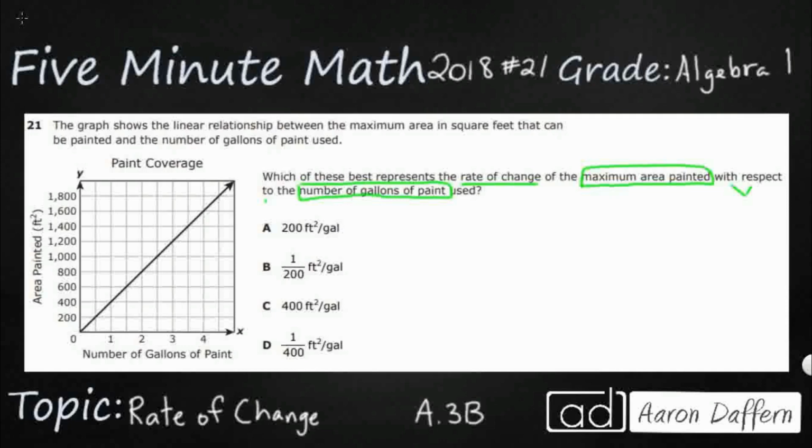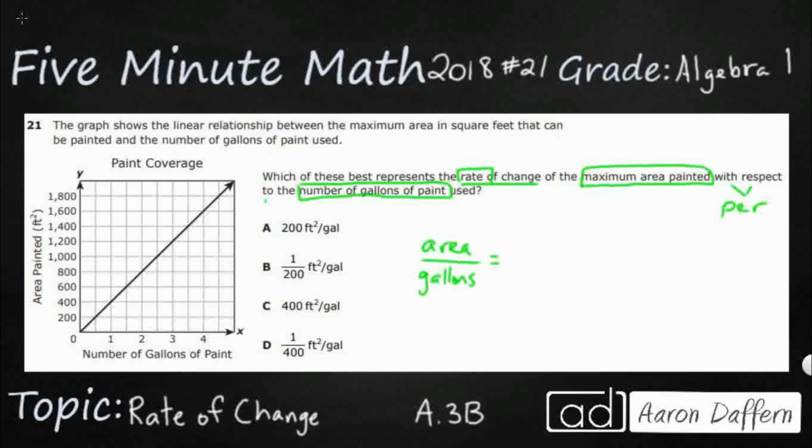All right, so "with respect to" actually lets us know it means per, so maximum area painted per number of gallons of paint. This, along with rate of change, lets us know we'll be looking at a ratio. So the rate or the ratio is going to be the maximum area, so I'm just going to put area painted per, so that's the numerator. My denominator is gallons.